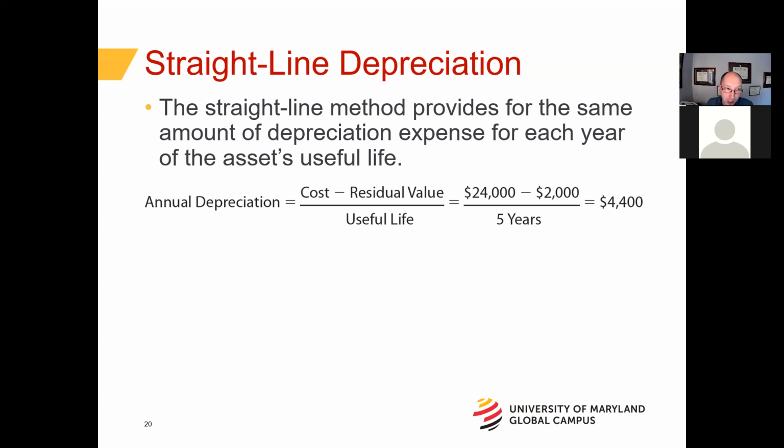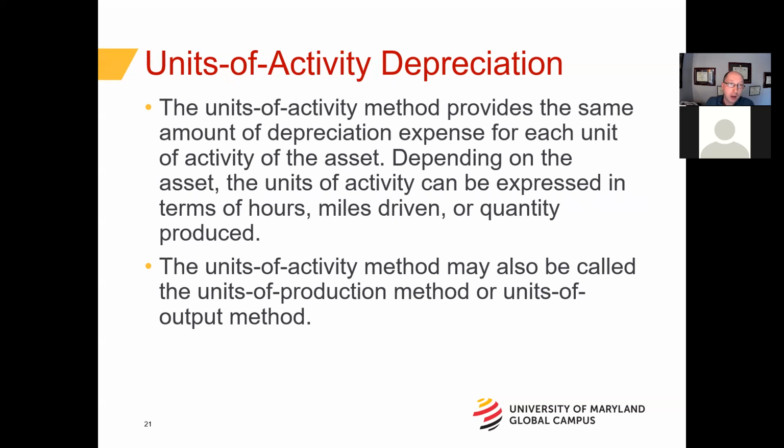So that's straight line depreciation. Let's talk about another interesting one called units of activity depreciation. Units of activity depreciation is the expense for each unit of activity of that asset. It depends on the activity expressed. So, going to my forklift example, I have a forklift in my warehouse.